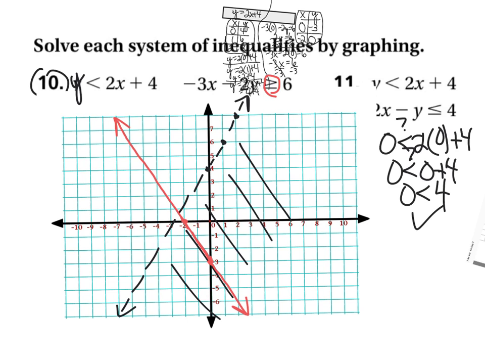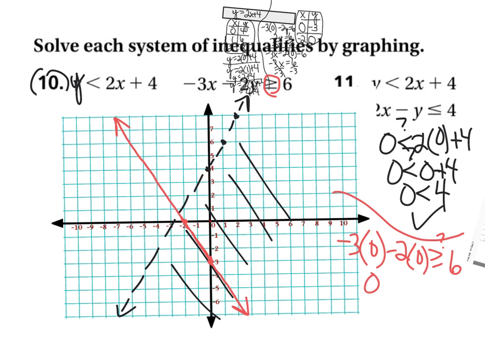And then we need to think about which side to shade it on. So picking a side to shade it on, we just need to pick a point that's definitely on one side or the other. If the line does not go through 0, 0, that's a nice point to pick, because zeros are easier to work with. So I'm going to do 0, 0 because it's definitely not on our line.